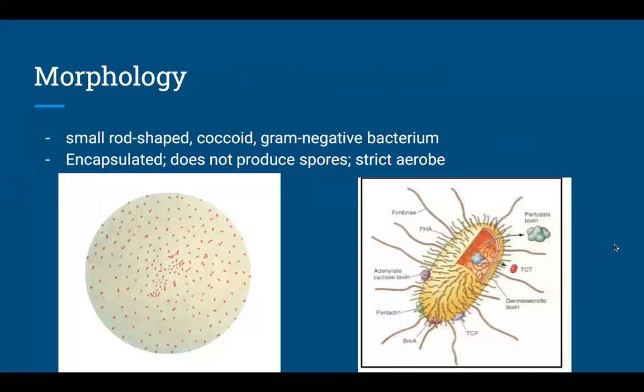Next, I'm going to talk about the morphology of Bordetella pertussis. The picture on the left shows the bacterium under a microscope. It is a gram-negative bacterium. The picture on the right displays a diagram of the bacterium. It is small and rod-shaped, and it is coccoid. It is encapsulated and does not produce any spores. It is also a strict aerobe.